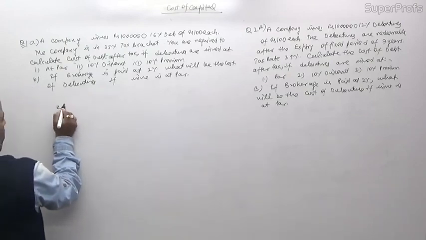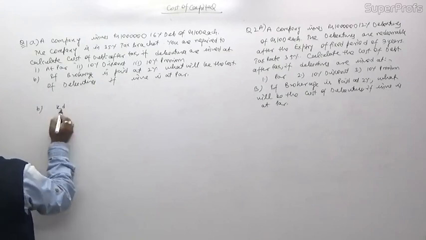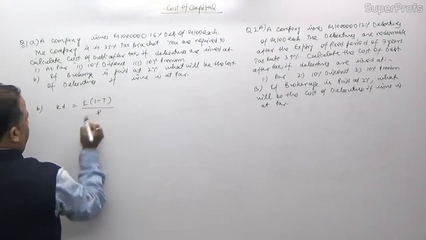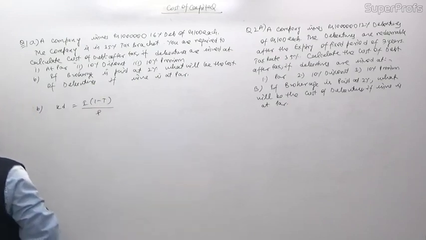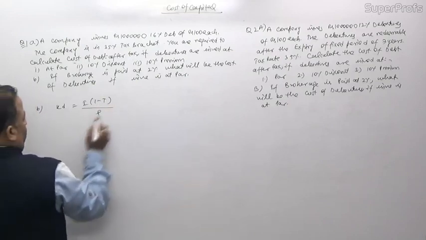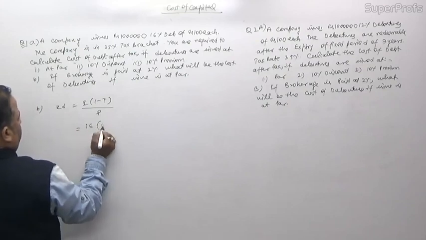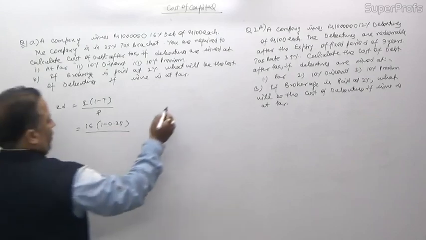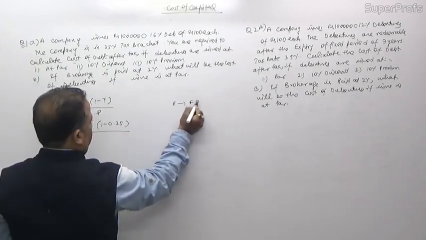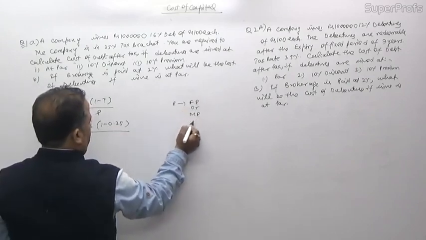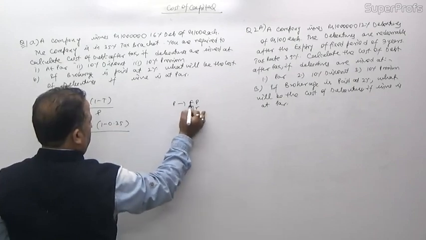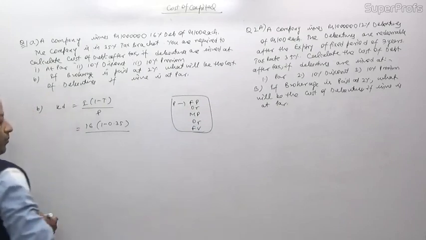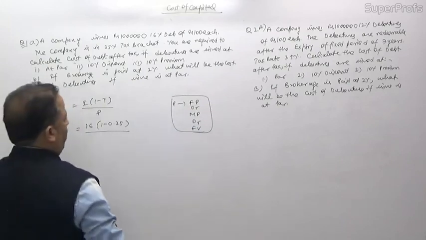So the cost of debt in the second part: I(1 minus T) divided by P. I stands for interest rate. The interest rate is 16. The tax rate is 35%. P stands for flotation price or market price or face value.